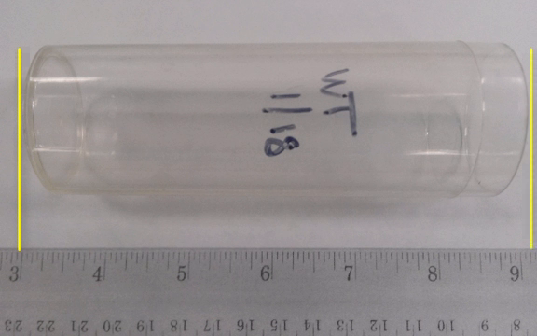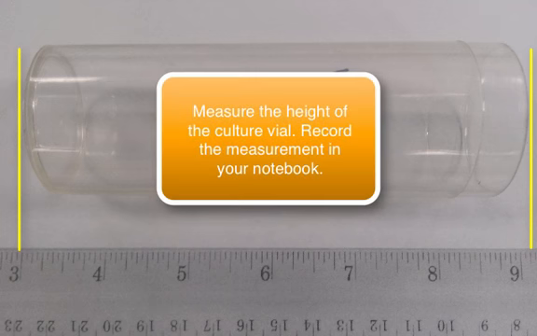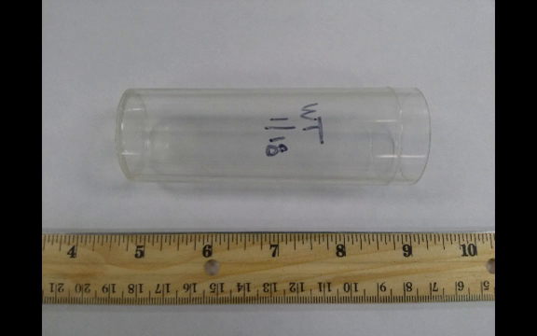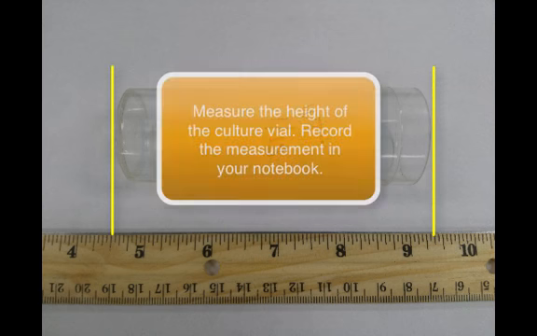Here is a slightly different image of the same culture vial, along with a slightly different measuring tool. Go ahead and make another measurement of the height of the culture vial. Record this measurement in your notebook as well. Okay, one more time. Same culture vial, new measuring tool. Go ahead and measure the height of the culture vial one last time using the image of the wooden ruler shown on the screen and record your measurement in your notebook.